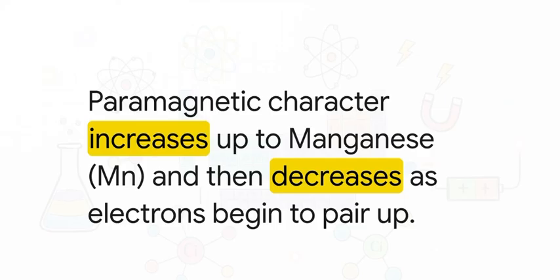As you move across that first row of transition metals, the number of unpaired electrons goes up, and it peaks right at manganese, which has 5 of them. That makes manganese the most paramagnetic of the whole group. Then after that, the electrons start pairing up, and that magnetic character starts to decrease again.